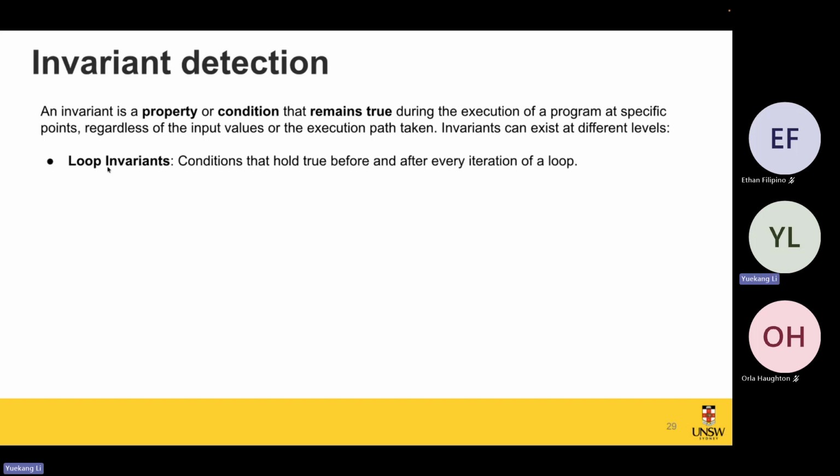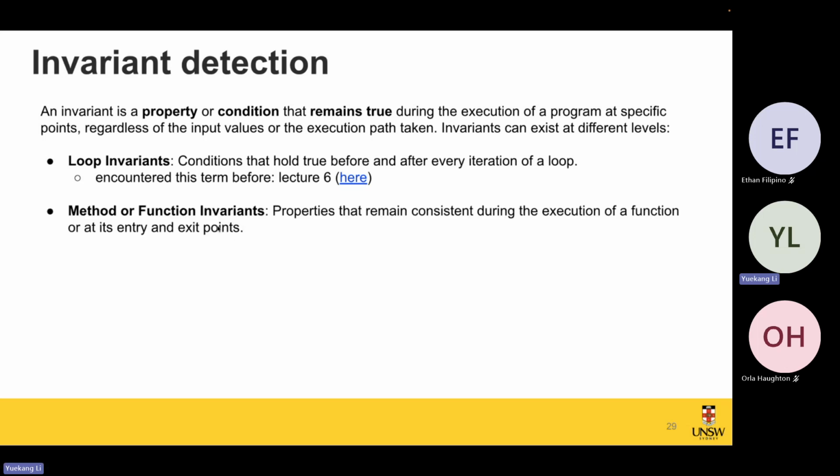The invariant we actually encountered is the loop invariant, when we learned the white box testing, structural testing techniques. Loop invariant means that the condition is always true after every iteration of a loop. We encountered this down here. You can click on this link and see that slide. And we also have method or function invariants. They are just properties that are always true during the execution of this function.